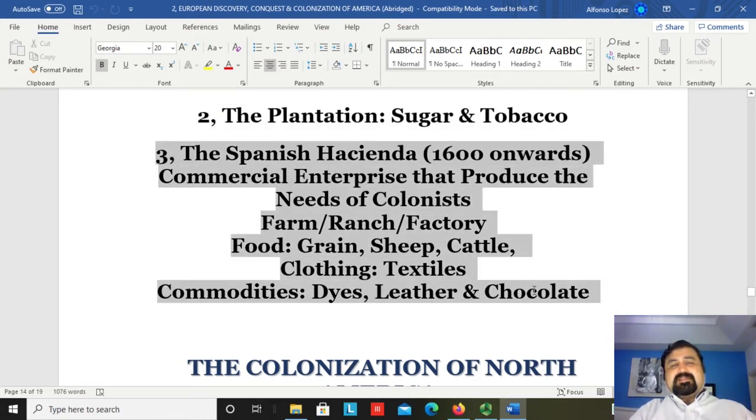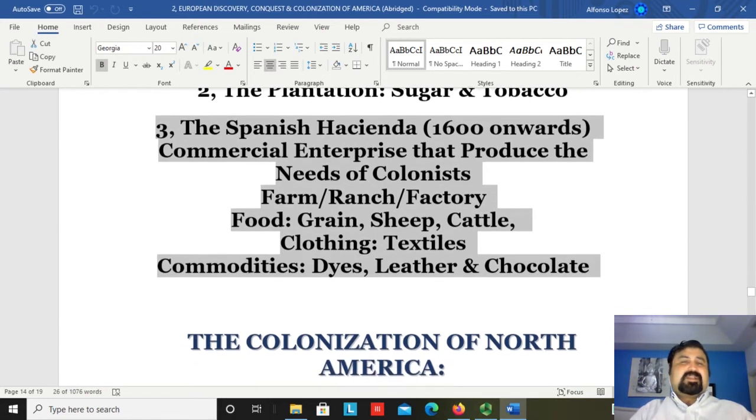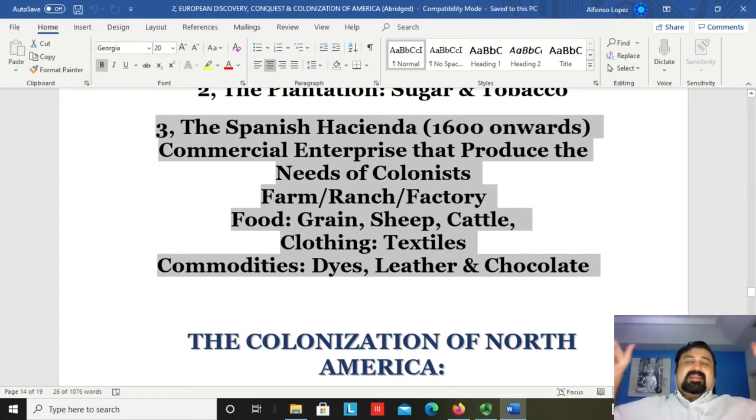And the third enterprise that the Spaniards established is the hacienda, the Spanish hacienda. By the 1600s, we're going to see the coming about of the Spanish hacienda, which was a commercial enterprise generating the products that the colonists actually required, not necessarily for export, but rather for internal markets, internal consumption of the colonies. Again, the colonies actually needed foodstuffs of various kinds in order to survive, in order to live. And so we're going to see the creation of the Spanish hacienda.